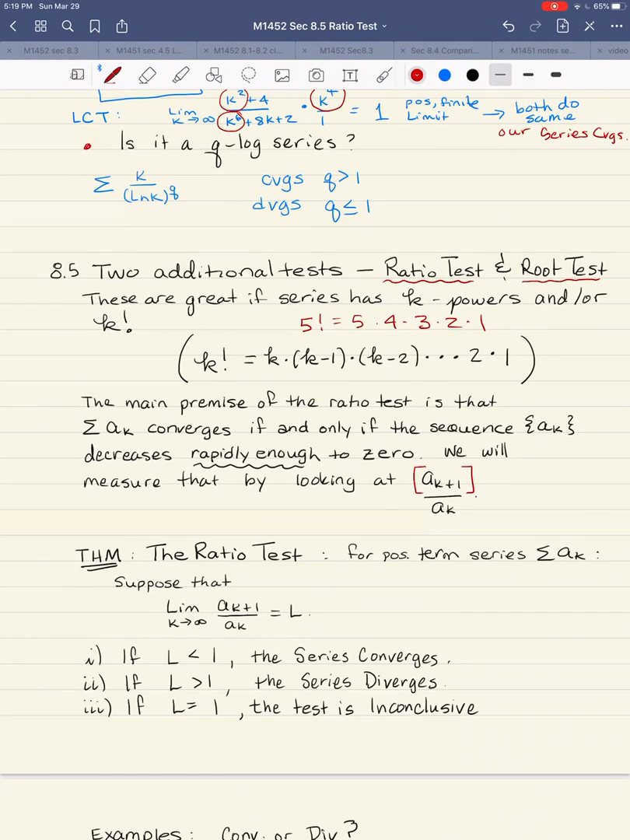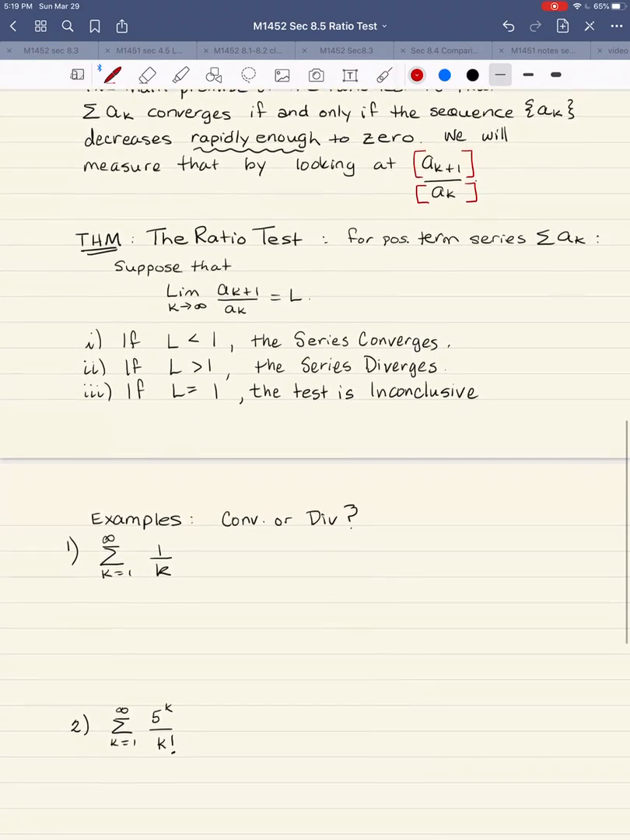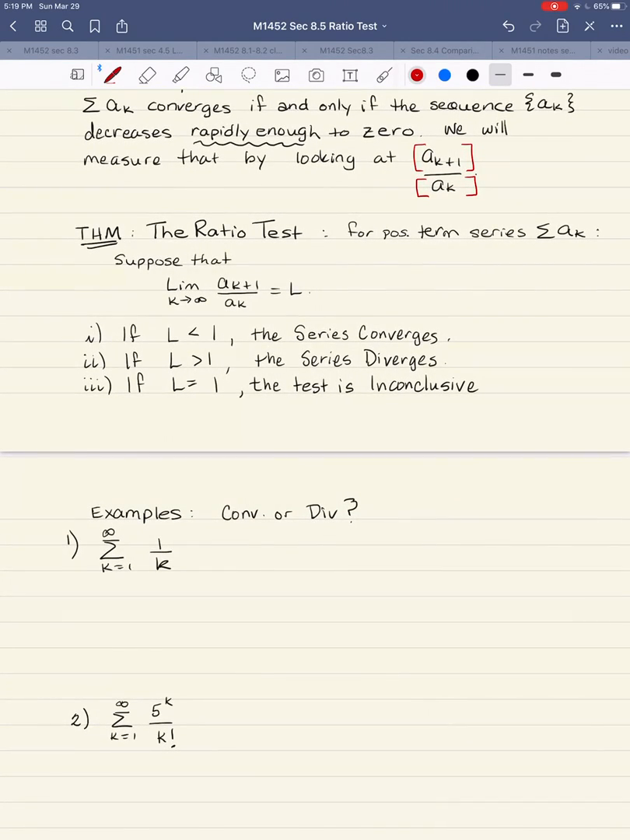So we look at the next term, which is a_{k+1}, divided by the current term, a_k. So the one on the right is divided by the one on the left. And then we look at what's happening to that ratio as k goes to infinity. Suppose that as k goes to infinity, you get some number L as a limit. The size of L is going to tell us whether this series is going to zero fast enough.